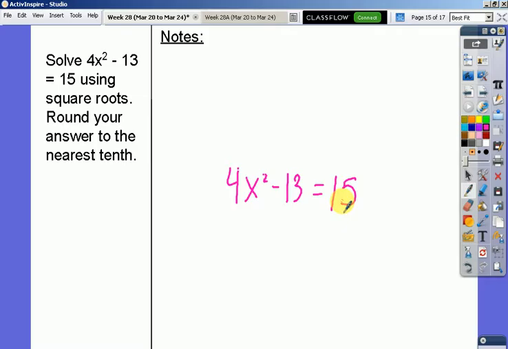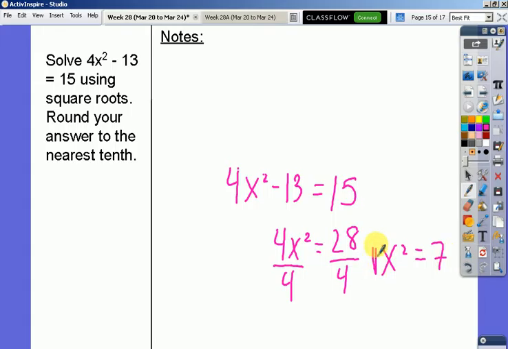We're going to go ahead and add 13 to both sides. That's 28. Then divide by 4, divide by 4. I get x squared equals 7. I introduce my square root. So x equals plus or minus square root 7. Okay, so somebody take that in your calculator and get it to the nearest tenth.